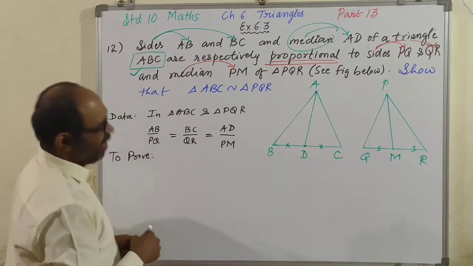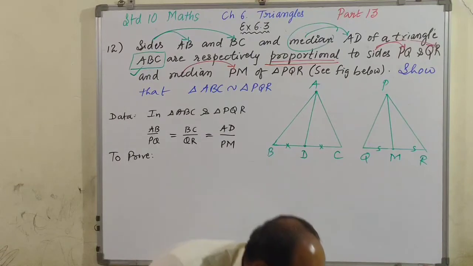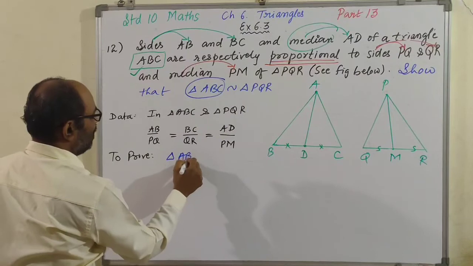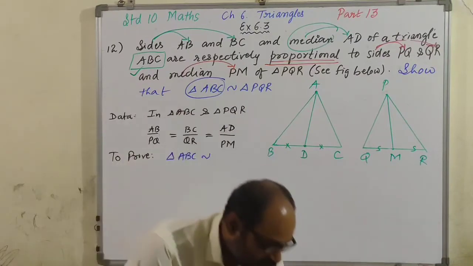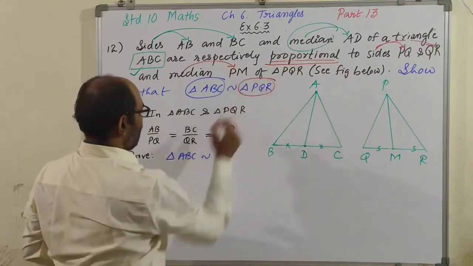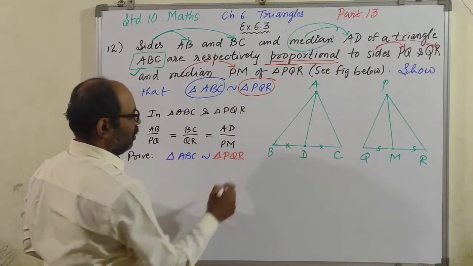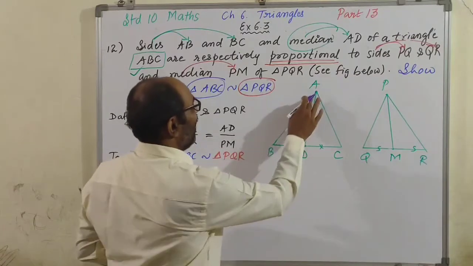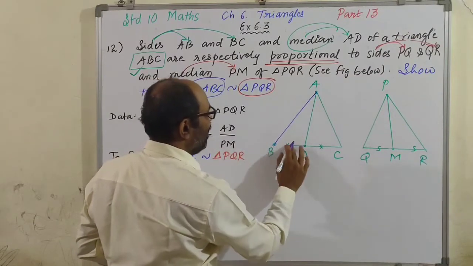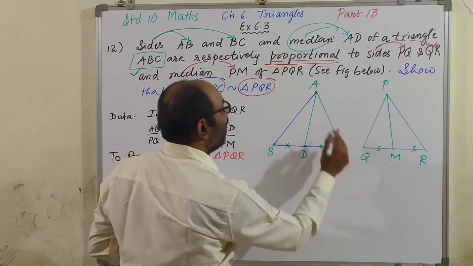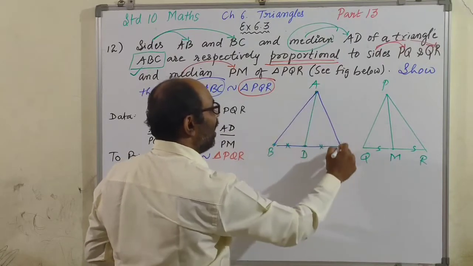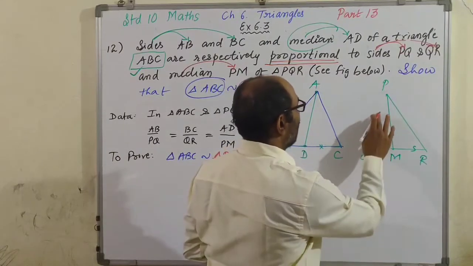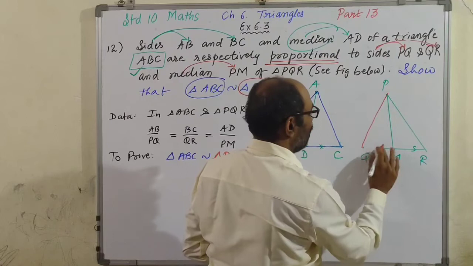To prove. Okay? Main isko blue hi rakhta hoon. Ye triangle ko blue hi rakhta hoon. Triangle ABC similar. Isko main red kar deta hoon. Triangle PQR. Arre wo to hamara original triangle hi hai. Triangle ABC, original triangle jo diya hai. Triangle ABC is similar to triangle PQR, the red one.